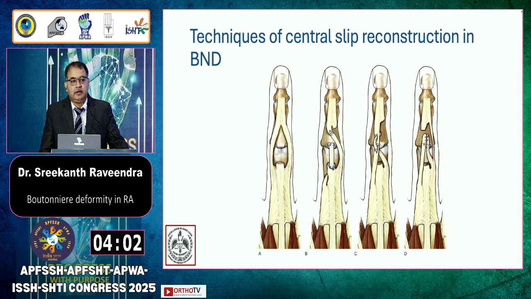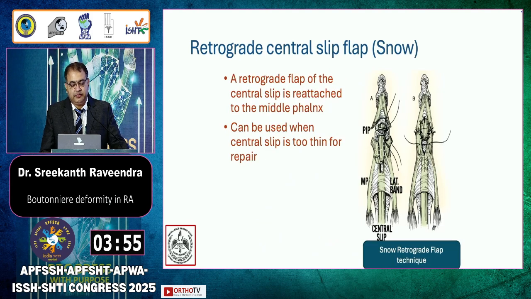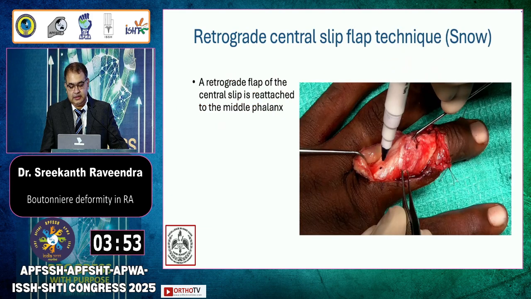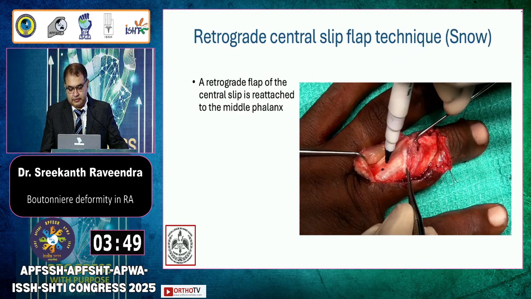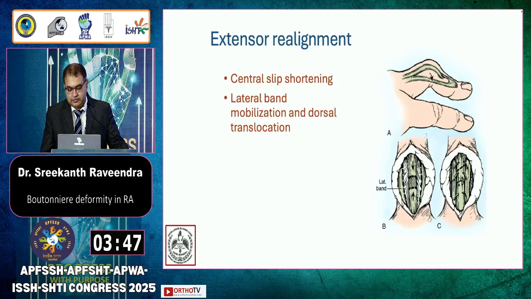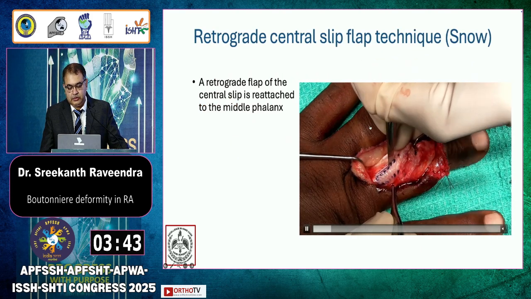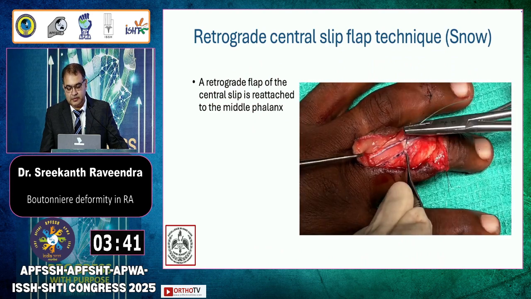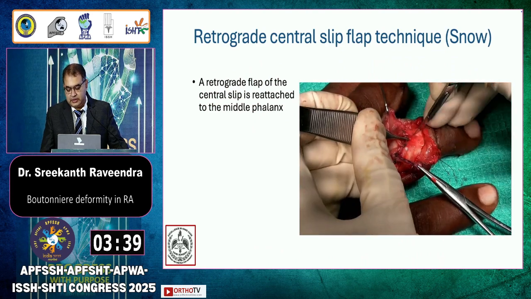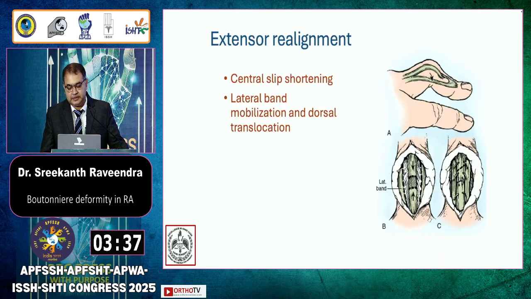Another, if there is a central slip laxity and it is not working, there are many techniques to reconstruct it. We usually use the Snow technique. Sorry, the video. Yeah. You actually make a distally based flap and suture it to the terminal tendon.